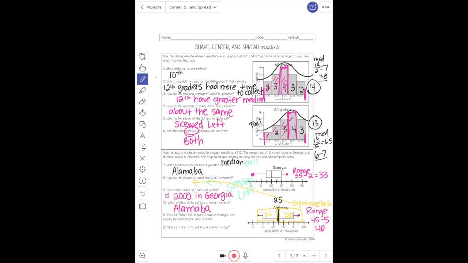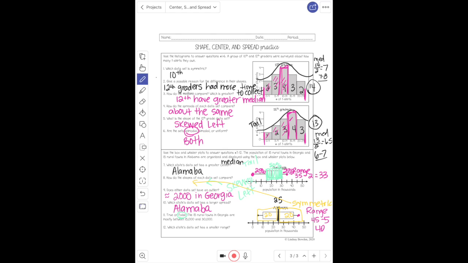So true or false? The 15 rural towns in Georgia are mostly between 15,000 and 30,000. So it's saying that most of my towns, if I have 15 towns, they fall in between 15,000 and 30,000. Now, that statement is a false statement because it says mostly between there. Well, that can't be true because if this is 50%, because remember each section is worth 25, this is also 25 here, and this is 25. So it's actually pretty even as far as the distribution.